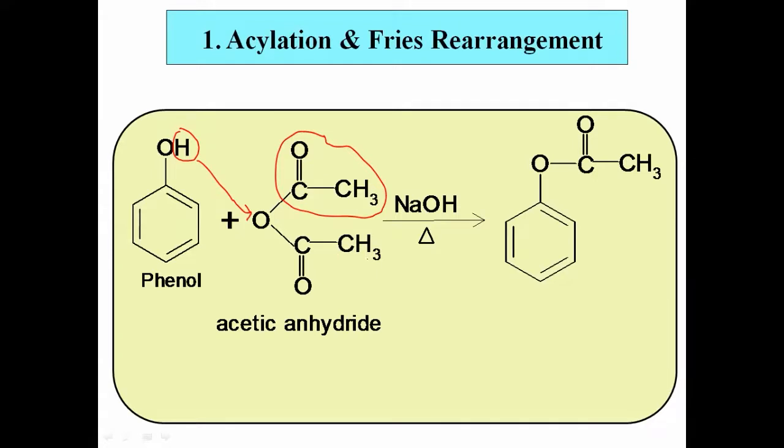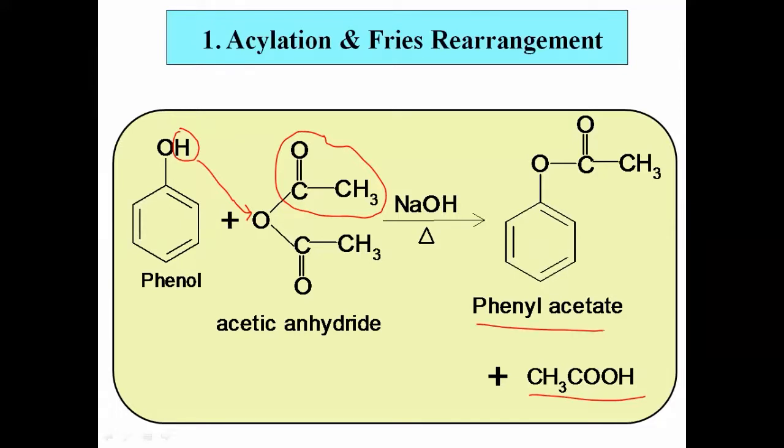The remaining part is CH3COOH, and thus there is formation of CH3COOH, which is nothing but acetic acid, as a byproduct. The main product is an example of an ester, and the name of the compound is phenyl acetate. That reaction is called acylation. In this reaction, the hydrogen atom is replaced by an acyl group, therefore it is called acylation. Phenol, when treated with acetic anhydride in the presence of a base at high temperature, the hydrogen atom from the OH group is replaced by the acetyl group, COCH3, and we get the corresponding phenyl acetate. Okay, this is the acylation. Now, further is the Fries rearrangement.